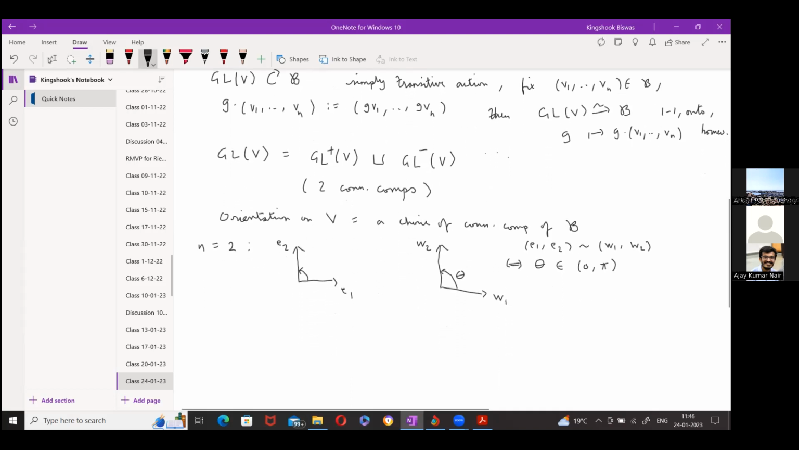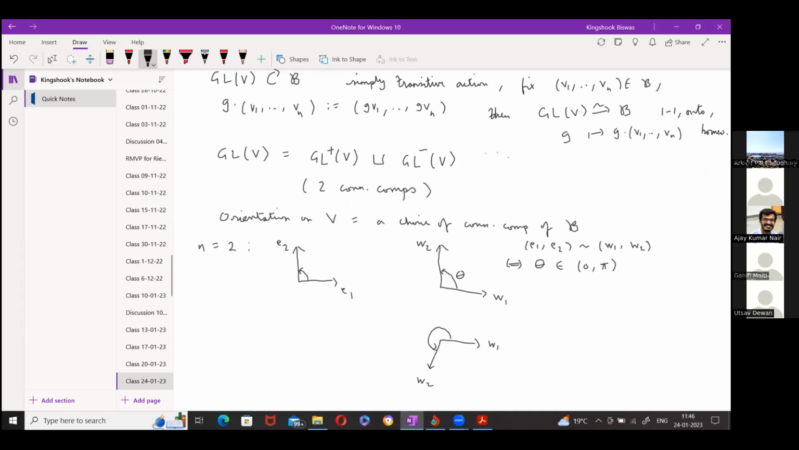If the angle is bigger than pi, so W1, W2, if it looks like this, so this is the case where theta is bigger than pi, then I cannot deform this basis continuously into this basis, right? Because intuitively speaking, at some point, the angle has to become equal to pi. The angle is 90 degrees here. Here it's bigger than 180 degrees. At some point, it has to be equal to pi, but then the two vectors will become linearly dependent. That's a contradiction, right? Okay.